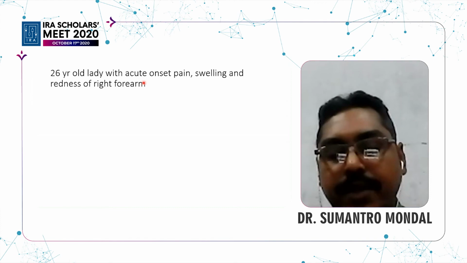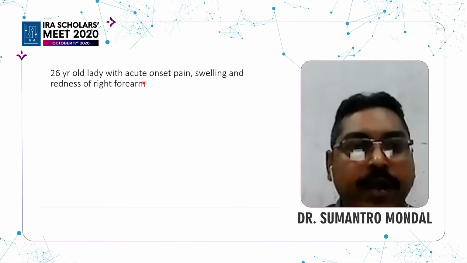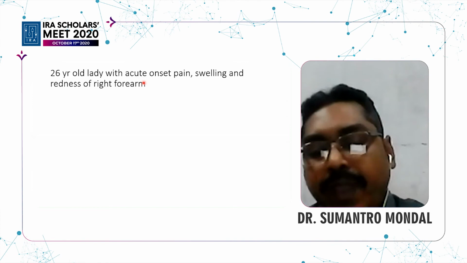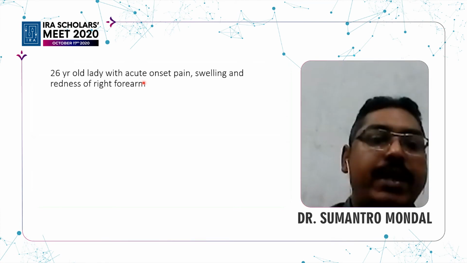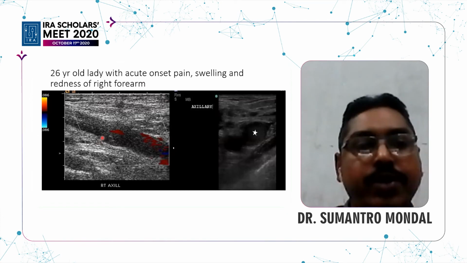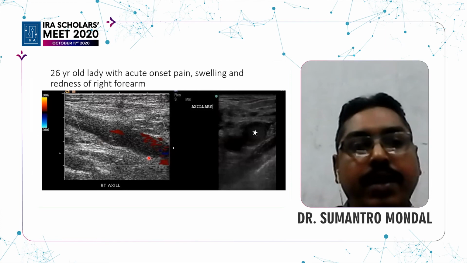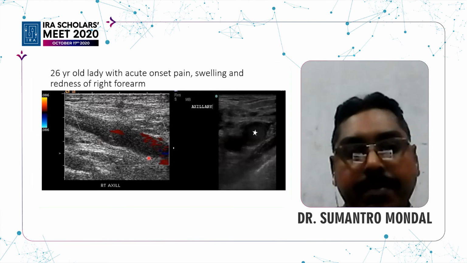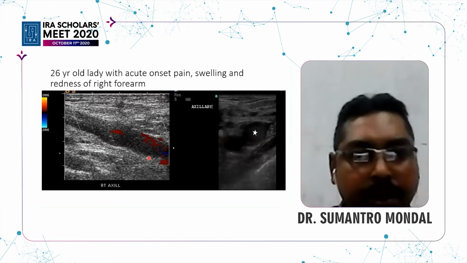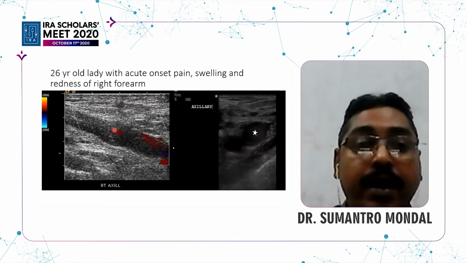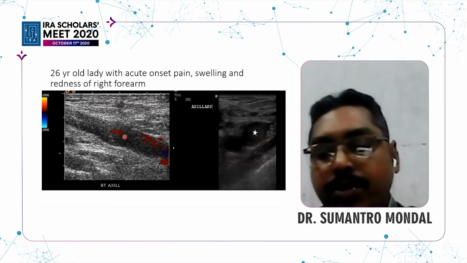Now these last two: a 26-year-old lady with acute onset pain, swelling and redness of the right forearm. We commonly think of two pathologies. This is the first one. This is actually thrombosis of the right axillary vein. We can see the echogenic material filling the lumen of the axillary vein and very poor flow of blood within this obstructed vein. So in this case, if this patient is especially APS positive, we need to start anticoagulation immediately.